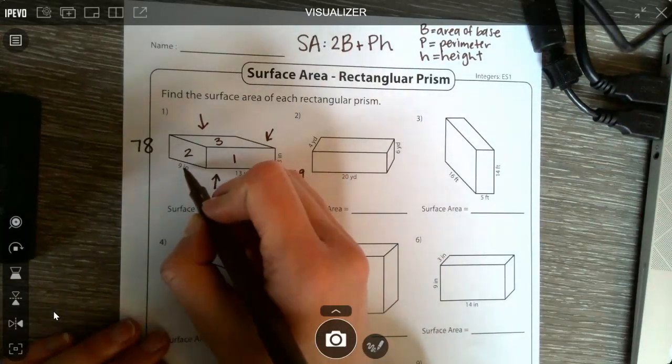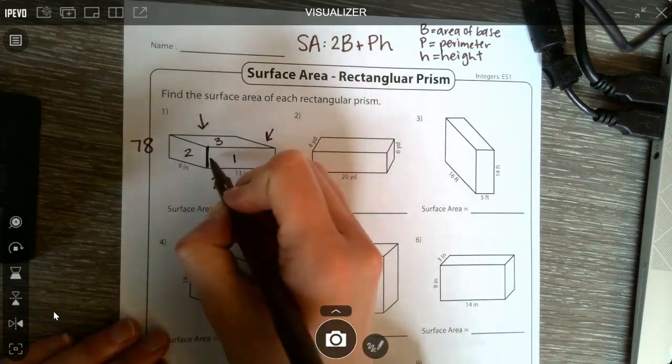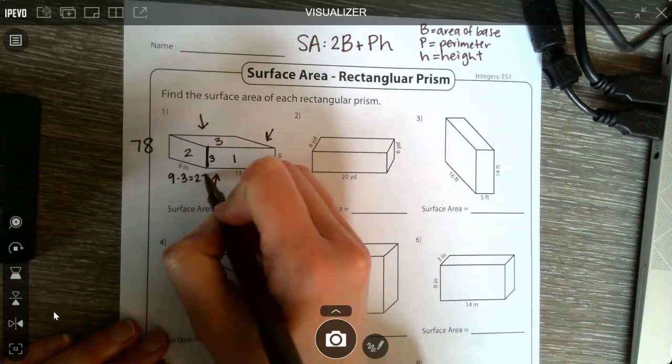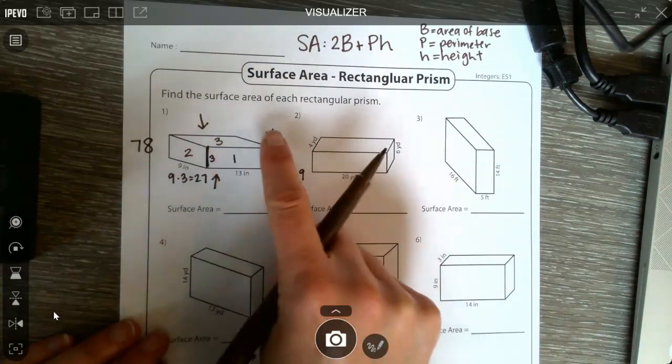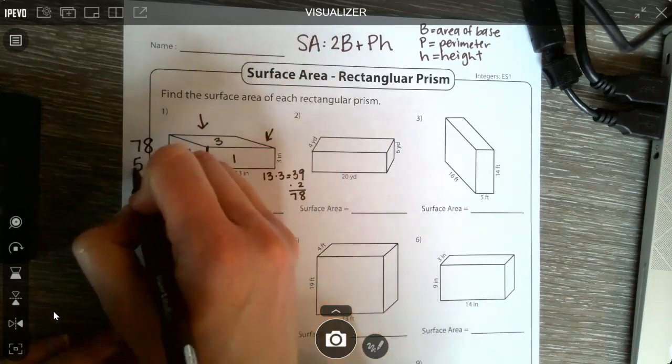Now let's work on this side. I've got a 9 by, what's this? Well, the height is over here, and so it matches, so this is also 3. So I've got a 9 by 3, which is 27. Well, there's 1 on the left side, there's also 1 on the right side, so I can just do 27 times 2, and I've got 54 for those 2.